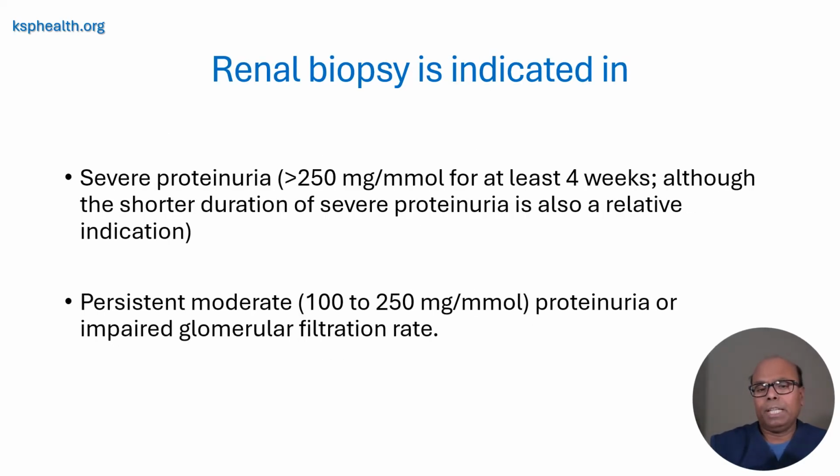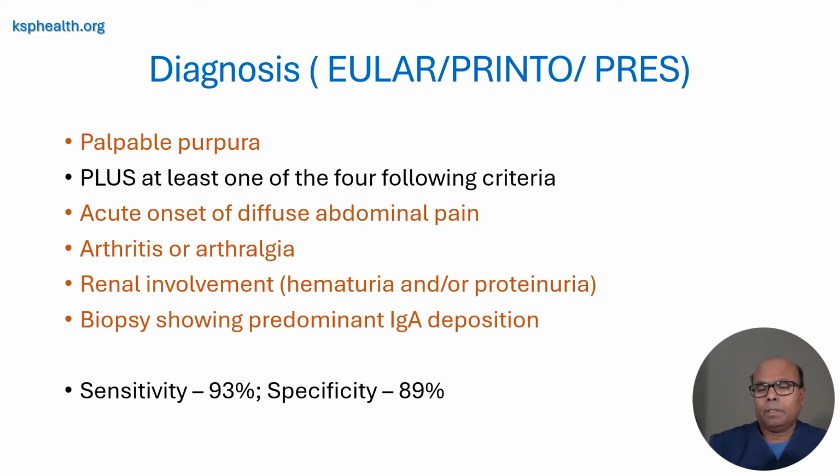The renal biopsy is indicated when there is severe proteinuria lasting at least 4 weeks, or persistent moderate proteinuria with impaired glomerular filtration rate. How to make the diagnosis of HSP?